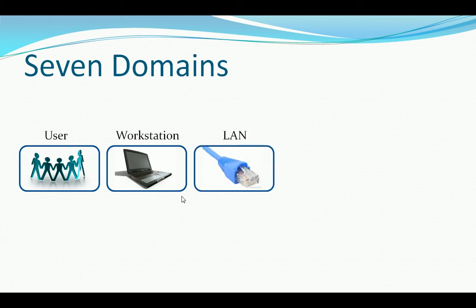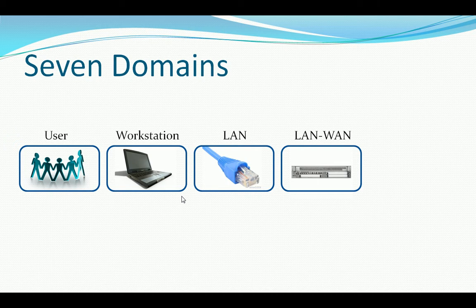And then behind the workstation, usually you have some kind of a LAN. You've got some way to connect all these workstations together. So our user uses the workstation, or some kind of device. That device is interconnected to the network through the LAN. So you've got the LAN domain. That's our protected network. That's the network that's inside our organization.